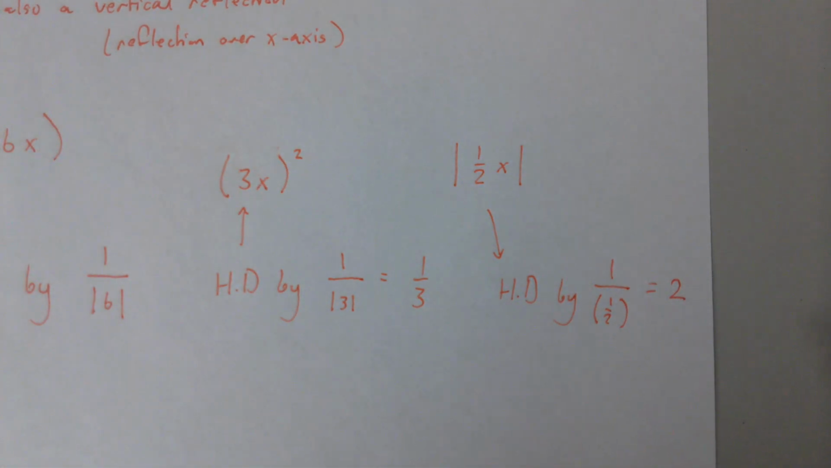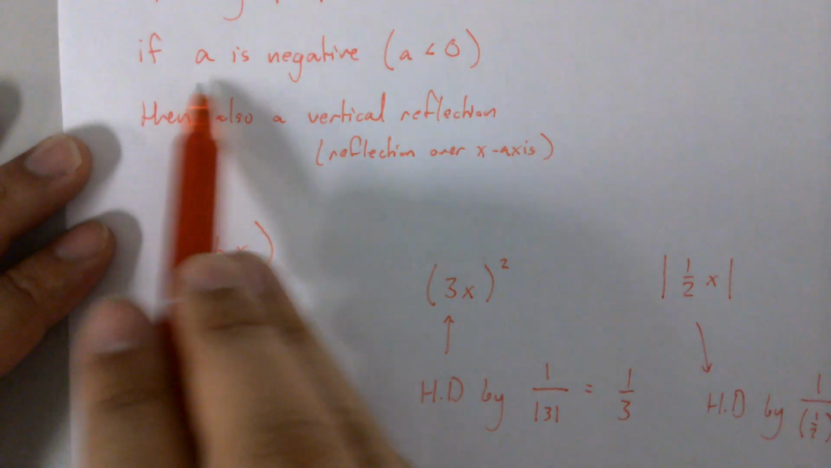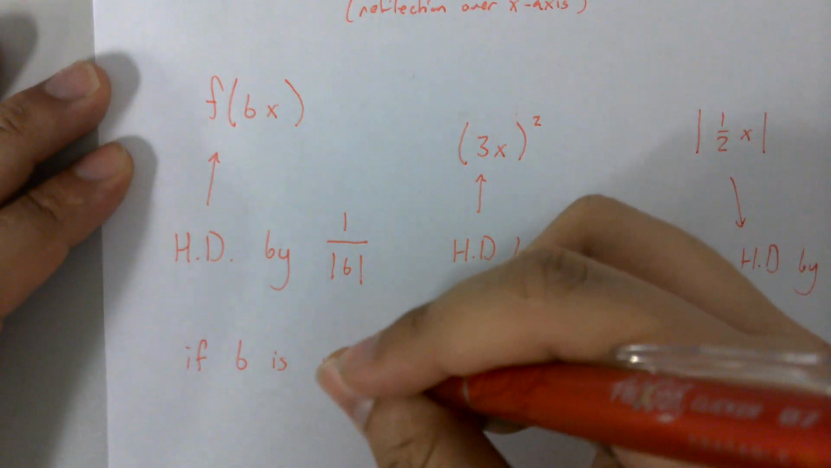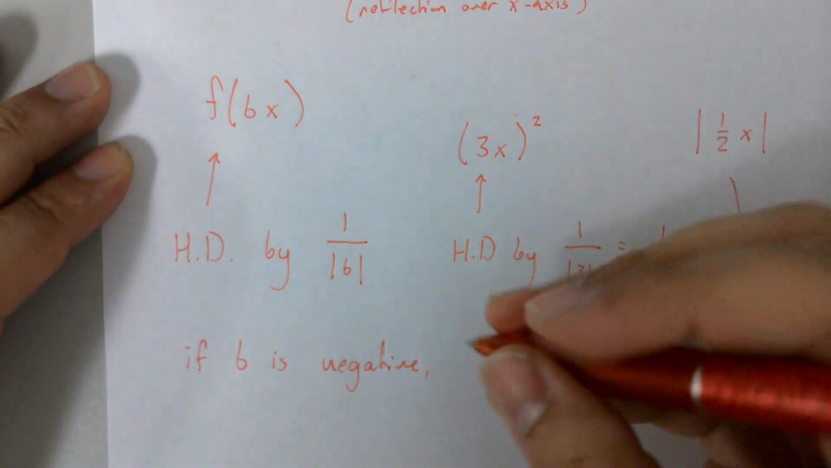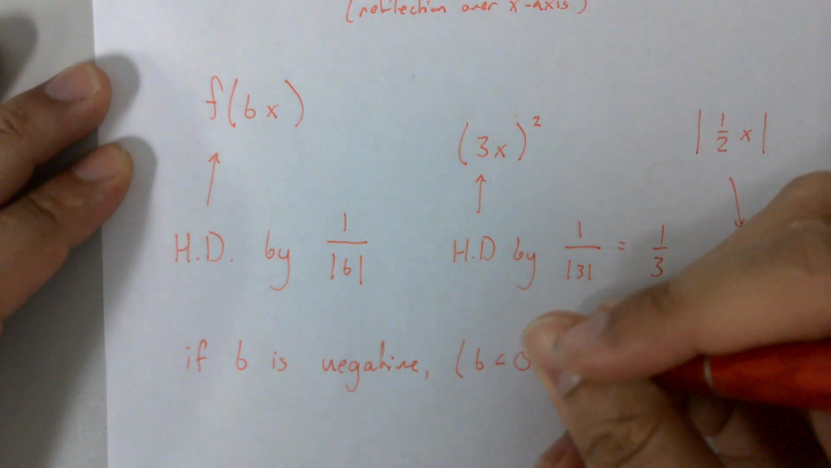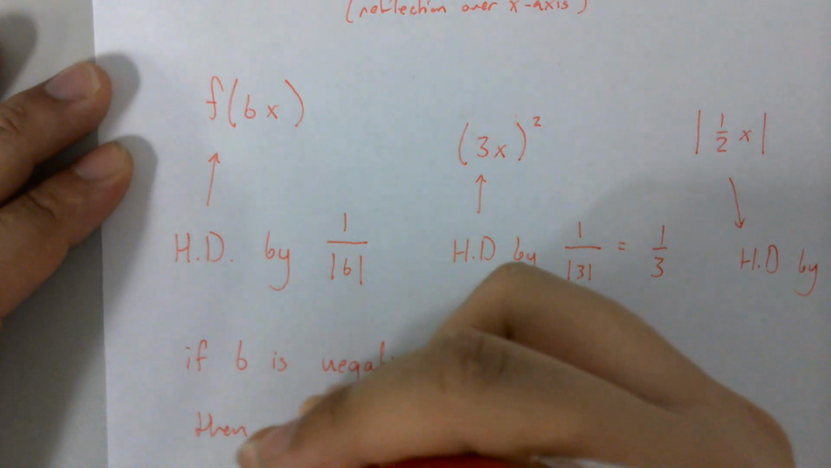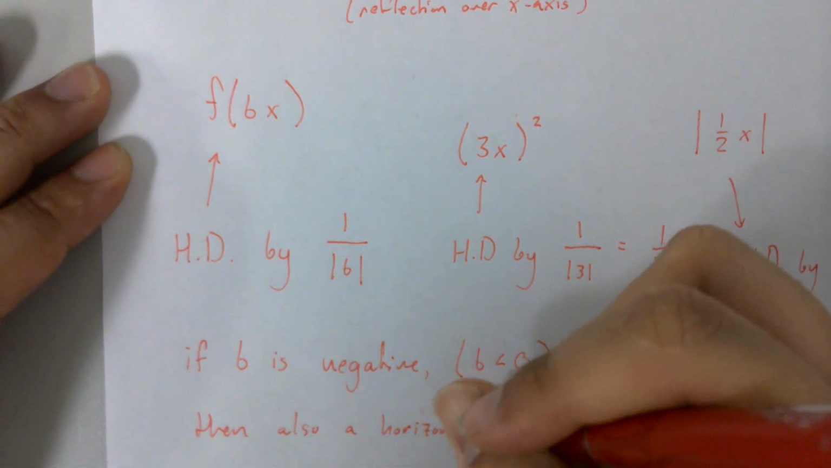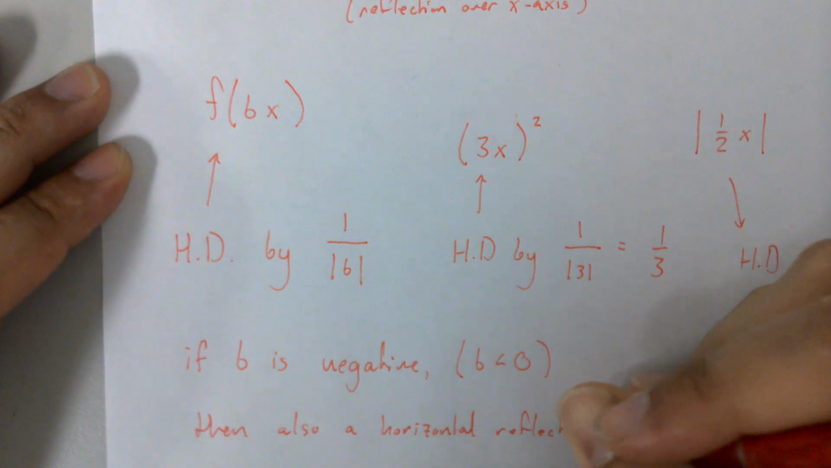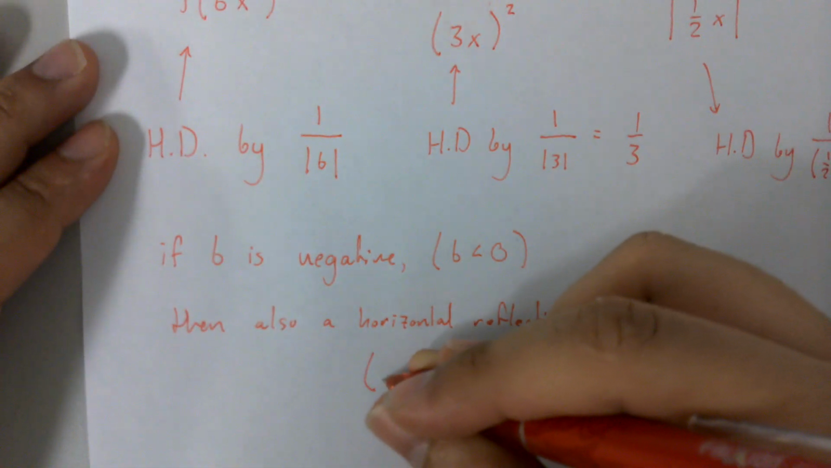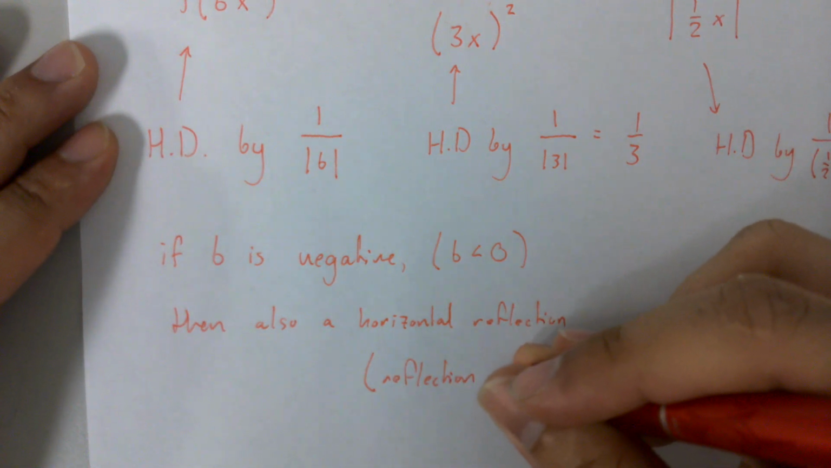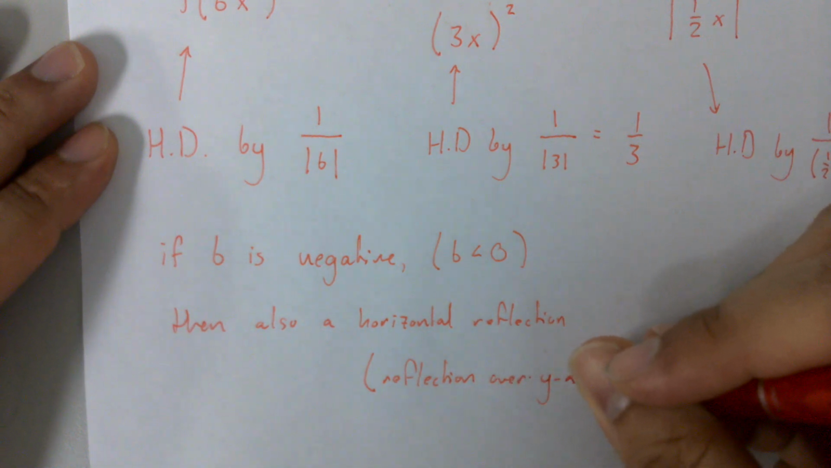And so with that in mind, we also, of course, can have this negative. So if b is negative, so if b is less than 0, then it is also a horizontal reflection, aka a reflection, if we're going to use our Algebra 2 terminology, if you're my student from last year, over the y-axis.